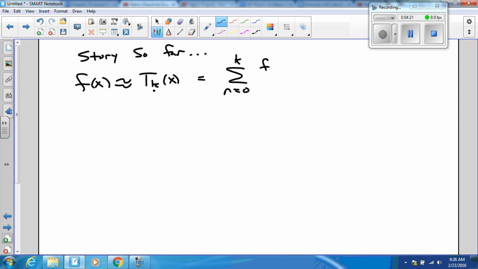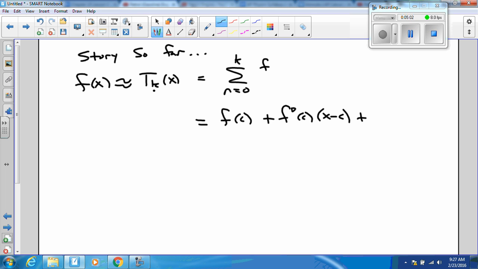Maybe we should write it in unrolled form first. So if I write it in unrolled form, my first term would be f of c, exactly. The f of c here is my starting point, just like it is for the tangent line, right? And then what's my next term? f prime times x minus c. And there's my tangent line, my first degree term.